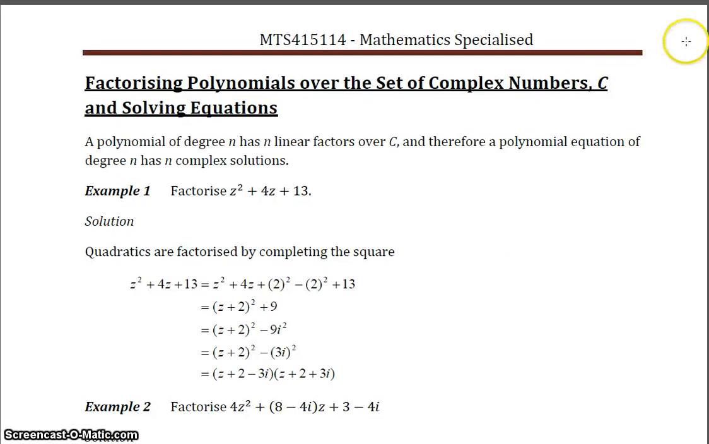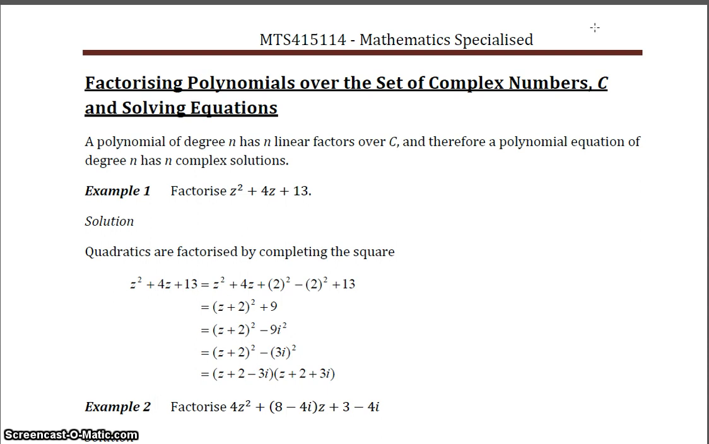We're going to move on to the next part in our notes on complex numbers, and that's factorising polynomials over the set of complex numbers. Now, you've done factorising of polynomials before, but that's over the set of real numbers. So we're now looking at factorising it over the set of complex numbers and then being able to solve equations. Now, being able to do that requires us to complete the square.